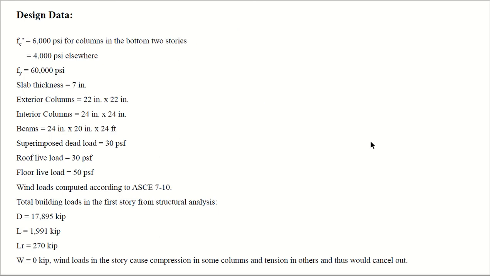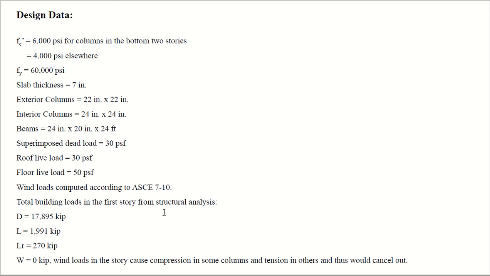Now, the concrete strength is 6000 psi for the bottom two stories' columns and 4000 elsewhere. So our fc prime will be 6000, fy will be equal to 60,000 psi. Slab thickness is 7 inches, exterior columns 22 by 22, interior columns 24 by 24, beams are 24 by 20, and their span length is 24 feet. Superimposed dead load is 30 psf, roof live load is 30 psf, floor live load is 50 psf, wind loads computed according to ASCE 7-10.